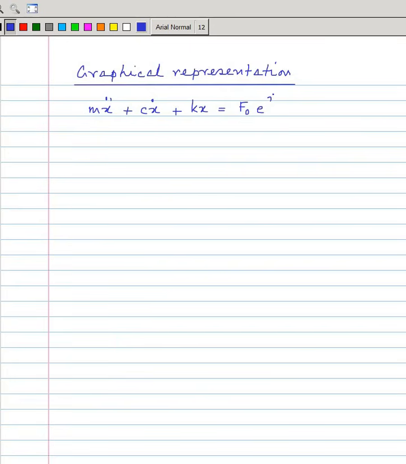So in place of sine omega t, we put e to the power i omega t, with the understanding that we'll take the imaginary part of the solution. So now let us take x equal to x bar e to the power i omega t, or x equal to X e to the power i (omega t minus phi), where this X bar is nothing but X e to the power minus i phi.